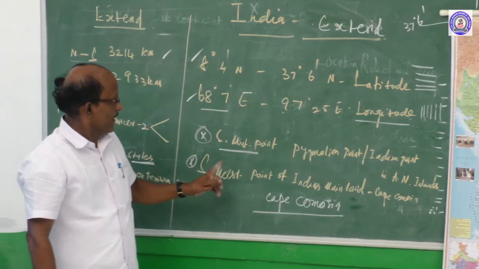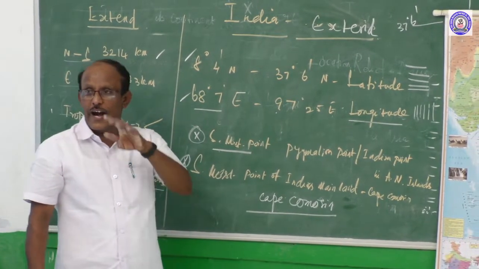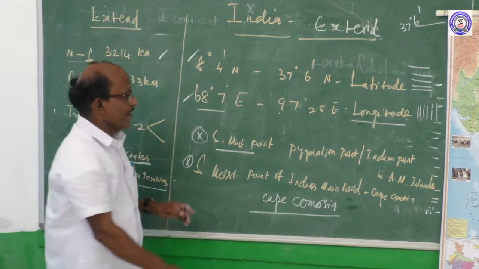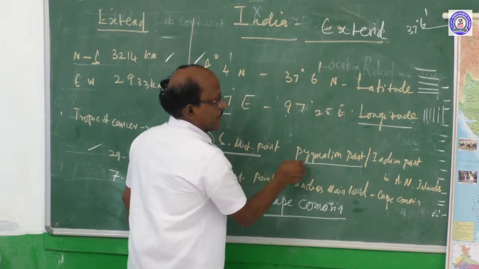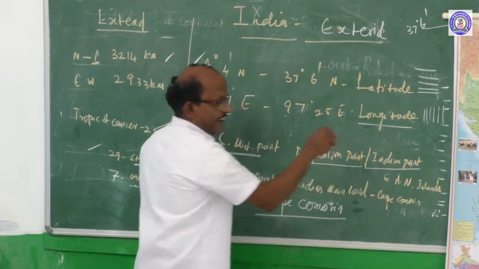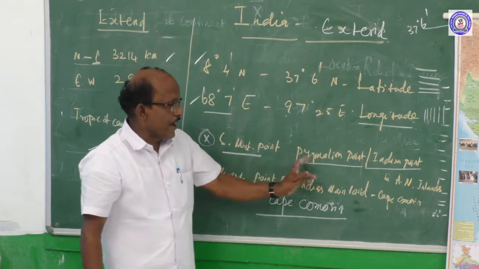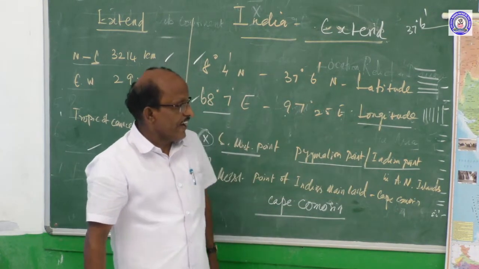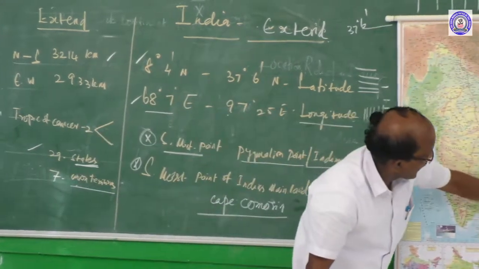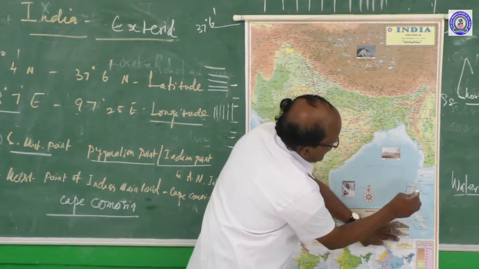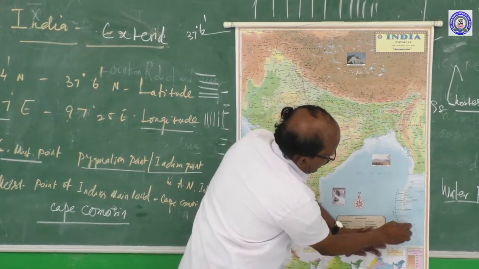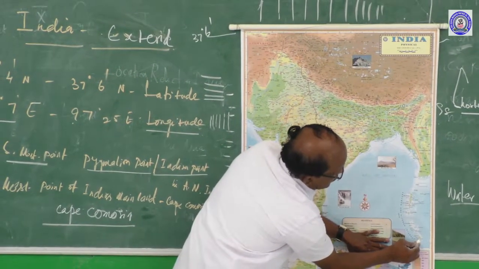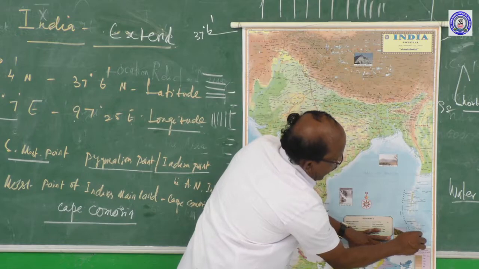There's one more question. The southernmost point of India is Pygmalion Point, otherwise called Indra Point. Where is it? It is in the Andaman and Nicobar Islands. Here is the Andaman Island, this is the Nicobar Island. See here, this is Pygmalion Point or Indra Point.